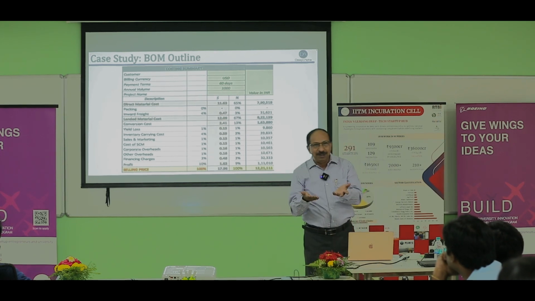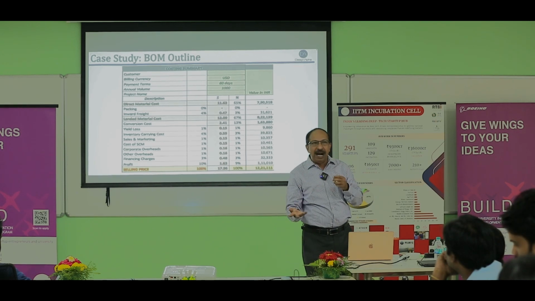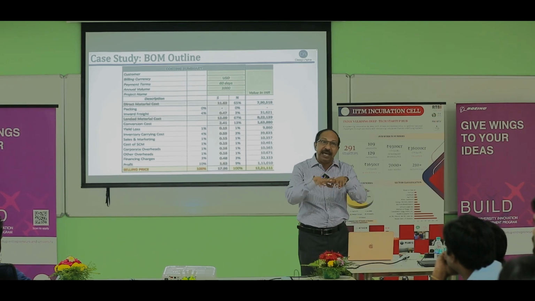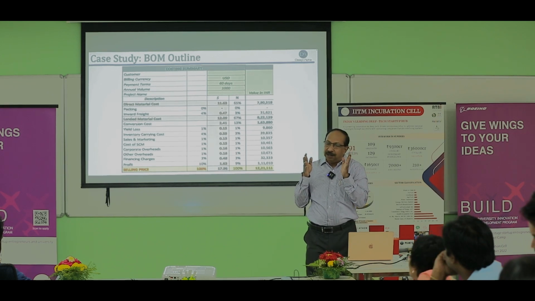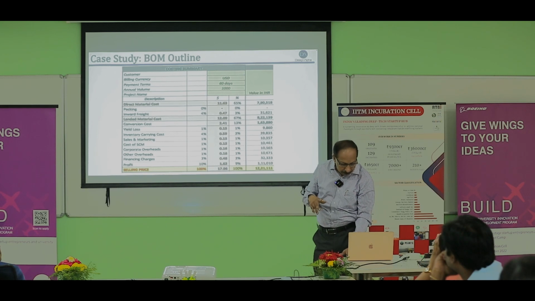There is also yield loss, because whatever you make may not work. There will be some failures there. So out of 100, 2 maybe may not be working, so you have to take care of that also. So never ever think that the bill of material cost is the product cost. You have to really understand that.